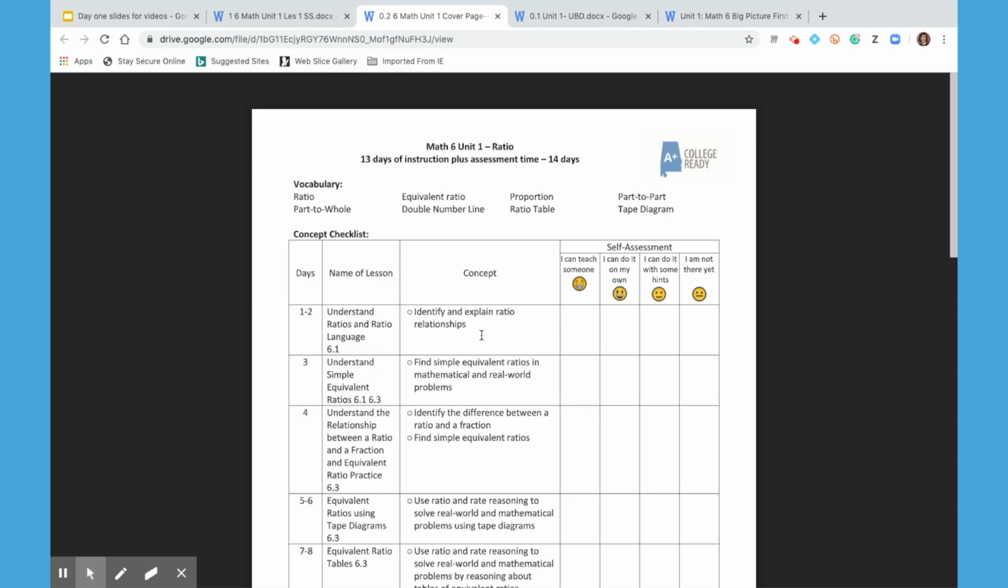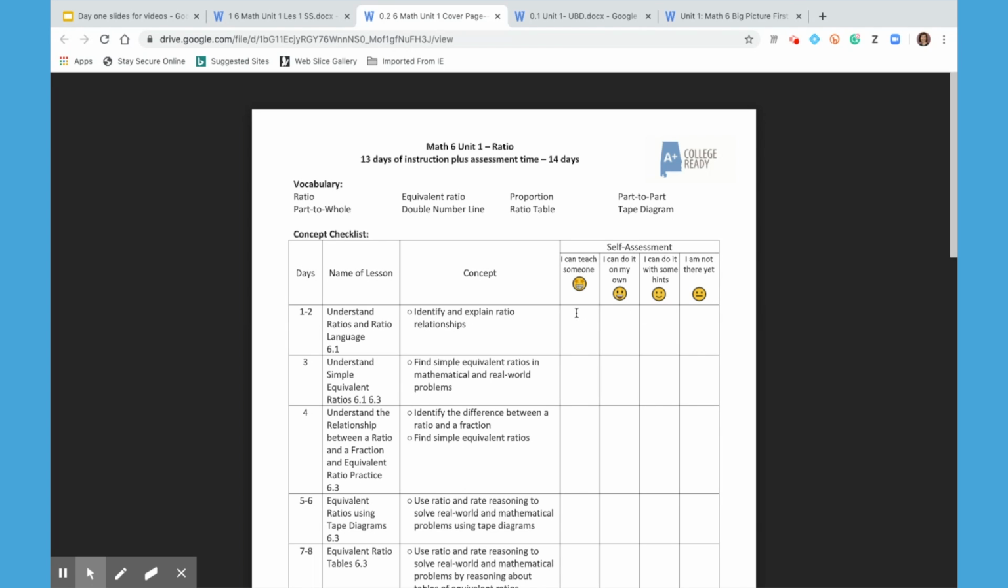Now in my classroom, I say that's the student's learning target for today or during this time of this lesson. And we go over this a tremendous amount, what they are expected to do. And so they know exactly what they're doing and what they want to accomplish by the end. So, I can identify and explain ratio relationships.